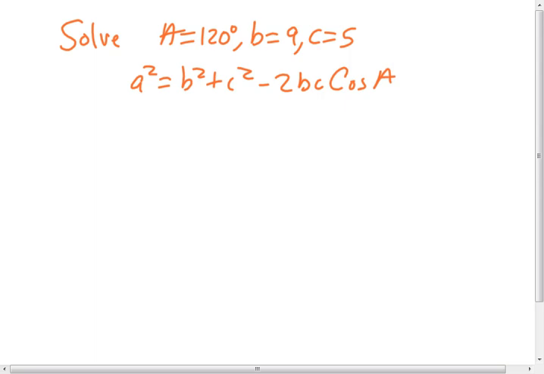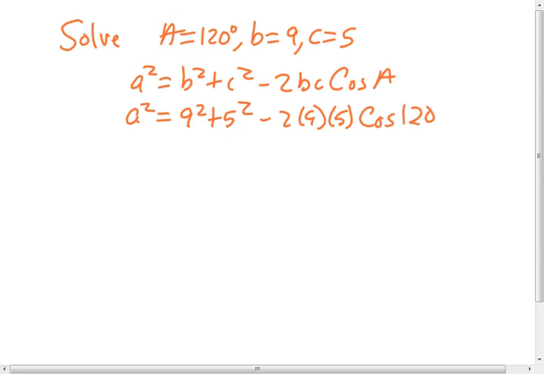So filling in what we know, we're given b and c, and we're given A, so that makes it pretty simple. 9 squared plus 5 squared minus 2 times 9 times 5 cosine of 120. Remember, when you're punching this in on the calculator, make sure to close your parentheses just in case. You should be able to punch this in straight across the calculator. It understands order of operations, so it should be able to handle it for you.